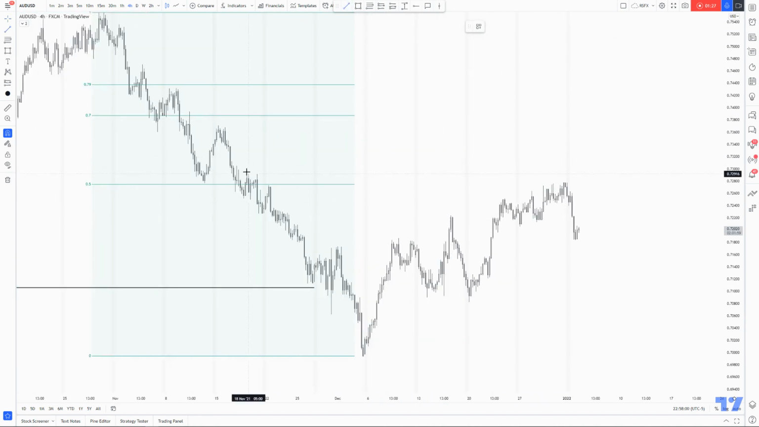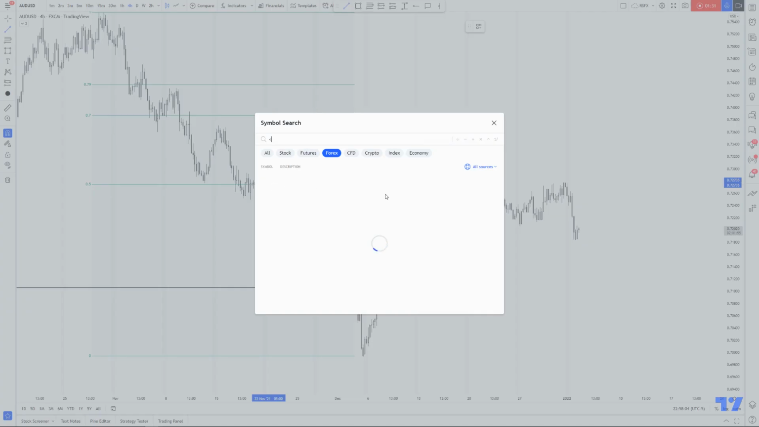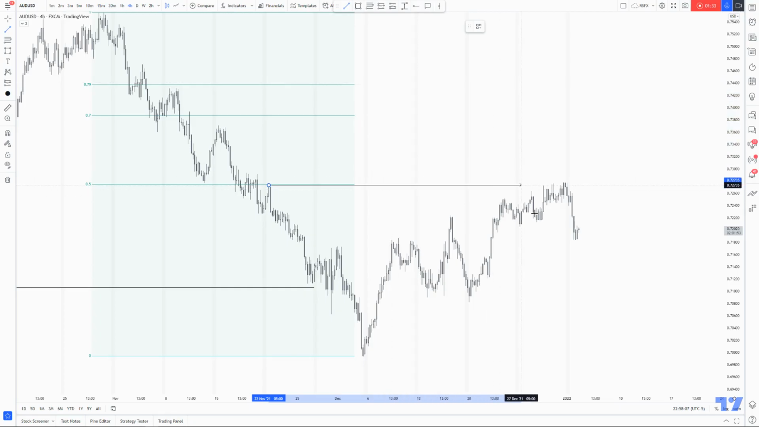Okay, so this is the inducement right here. You see it was taken out, inducement taken out. Right now it's liquidity taken out. The only thing that we did was fill a little imbalance right there into that wick. There we go.